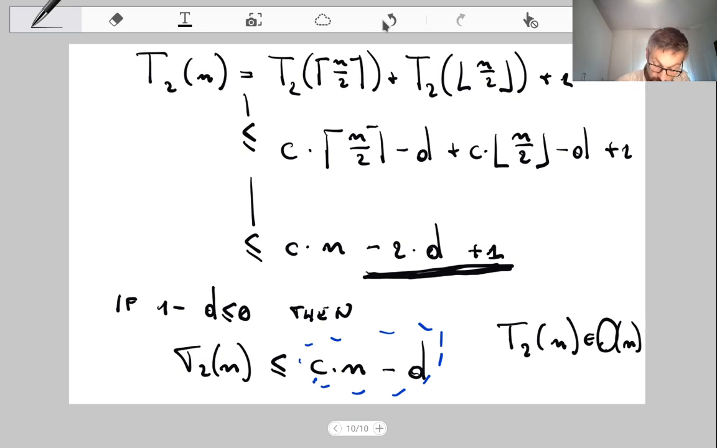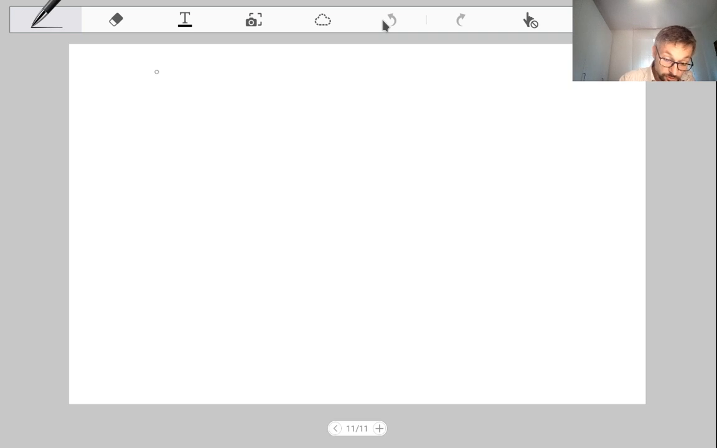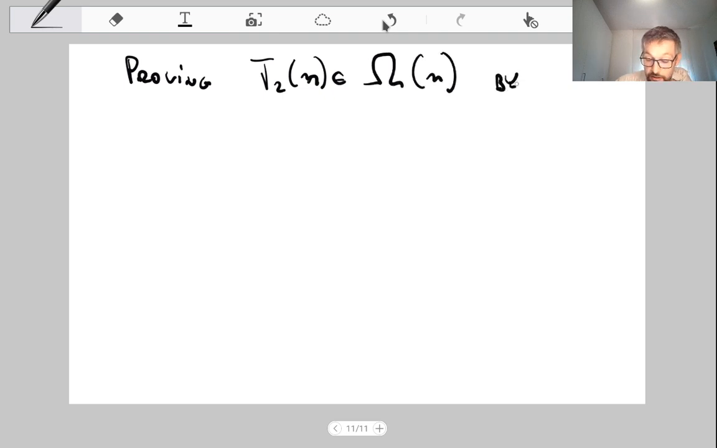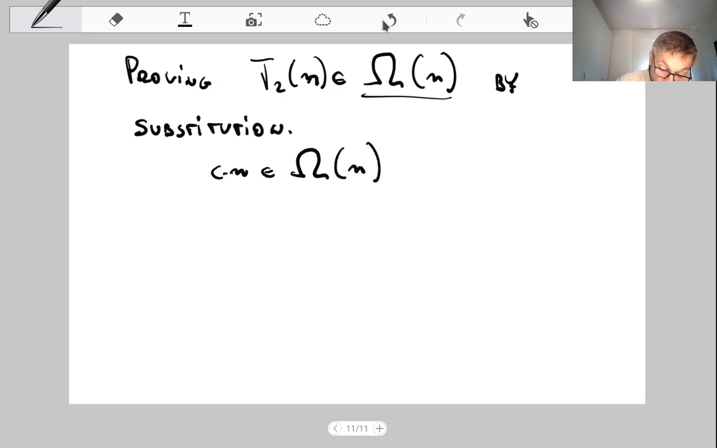Let me do it straight away. So we need to prove that T2 of n belongs to omega of n by substitution. Let me select a representative for this function, for this family. A representative could be Cn, for instance, as we saw before. So Cn belongs to omega of n. Since I want to prove that this function belongs to omega of some function, I need to prove that T2 of n is greater or equal to what comes after that.